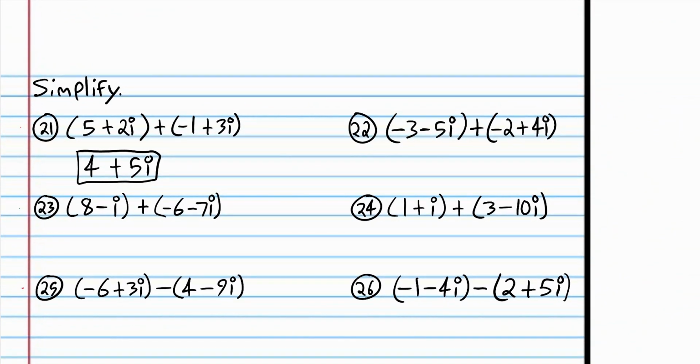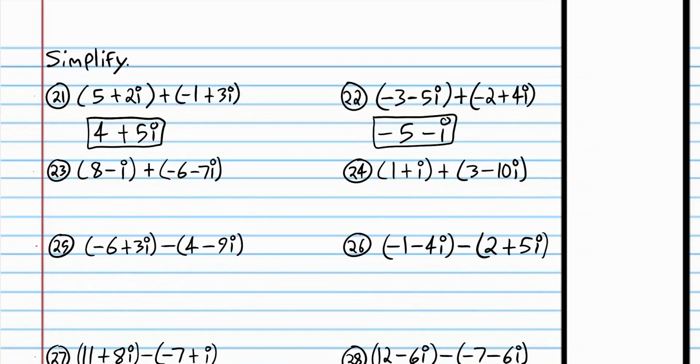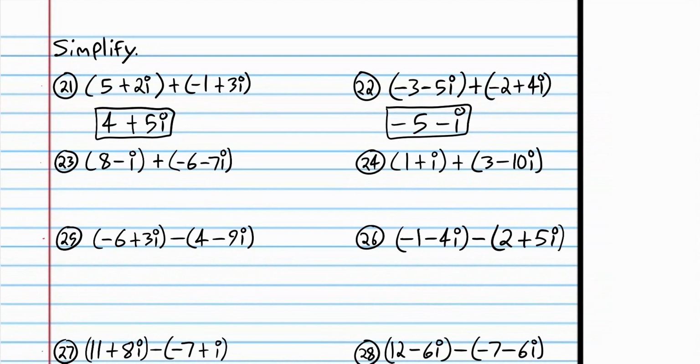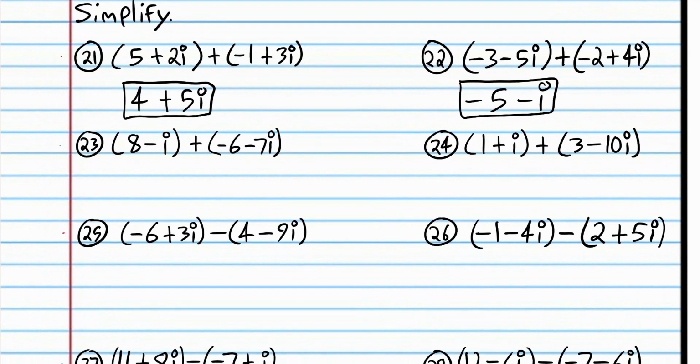So for number 22, again, you take the real part, negative 3, and add it to the other real part, negative 2, and you get negative 5. You take the imaginary part and add it to the other imaginary part, negative 5i plus 4i is negative i. And there you go. So a complex number plus another complex number is going to be a complex number. Okay, so now why don't you try number 23, and when you come back, we'll do it together.